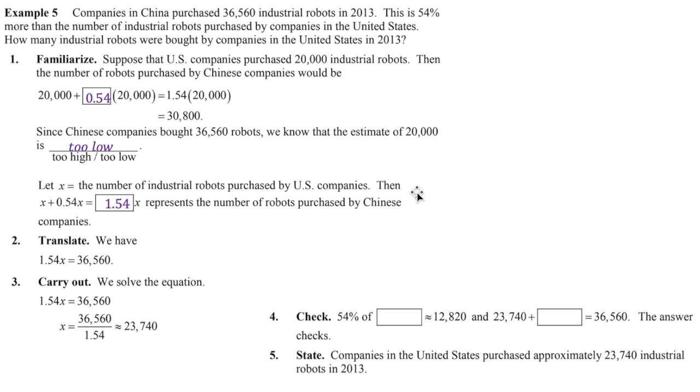Let's check. So 54% of what we knew, which was 36,560, is approximately 12,820. If we were to add the 12,820 plus the 23,740 robots, our answer would be 36,560, and this certainly checks out with what we knew. So the companies in the United States purchased approximately 23,740 industrial robots in 2013.